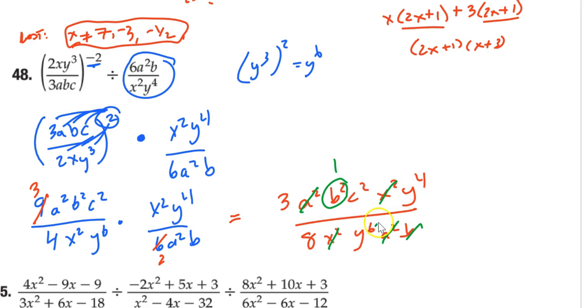And here, which one has more? The bottom has more. So my answer is whatever's left over. 3, B on top, only, oh, C squared, almost forgot about that. And on the bottom, 8, Y squared.